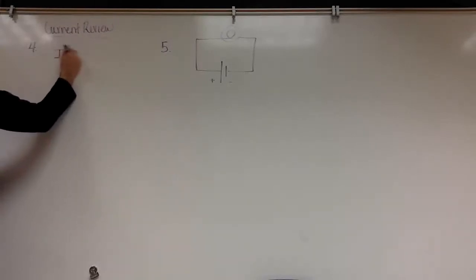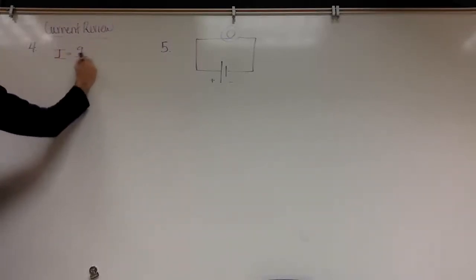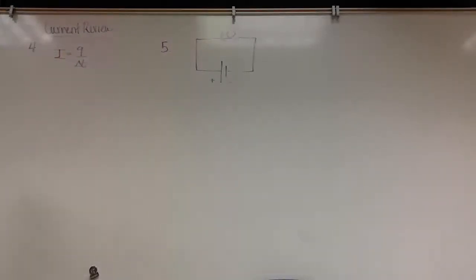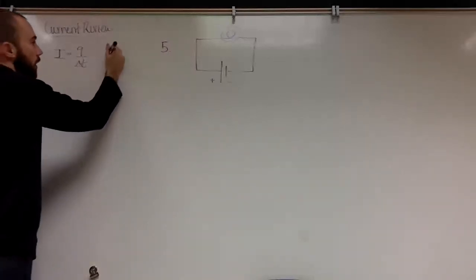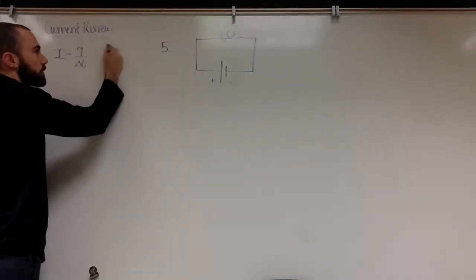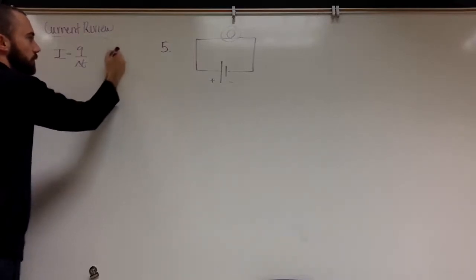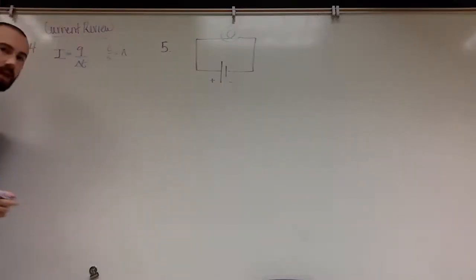Remember, current is just the amount of charge flowing over an amount of time. The units of current: charge is in coulombs, time is in seconds, so it's coulombs per second, and the other way you can write that is A, as in the ampere. Don't call it amperage, it's the amount of current in something.